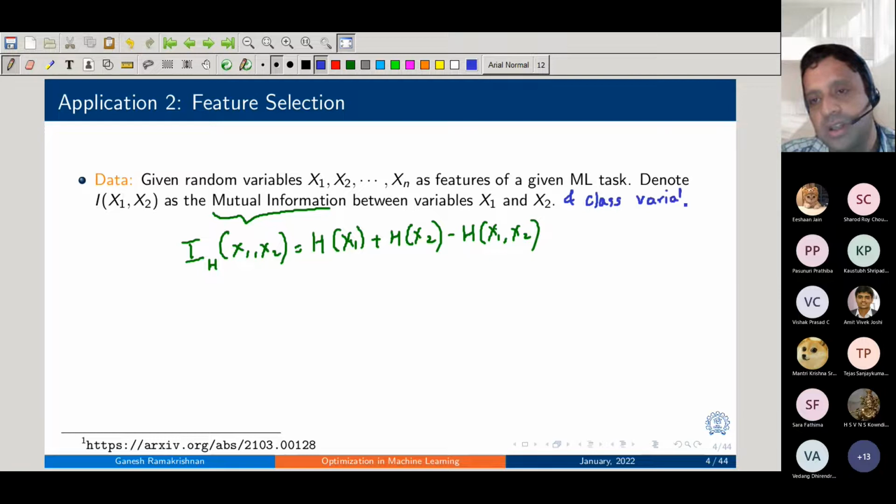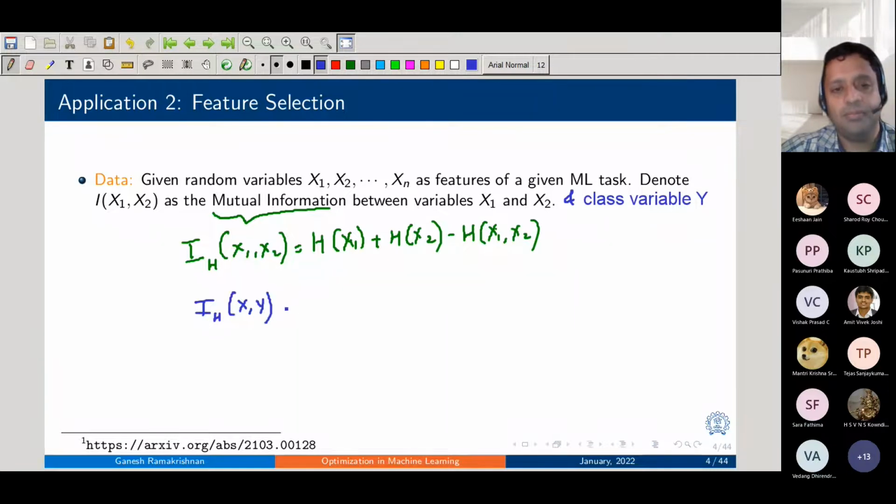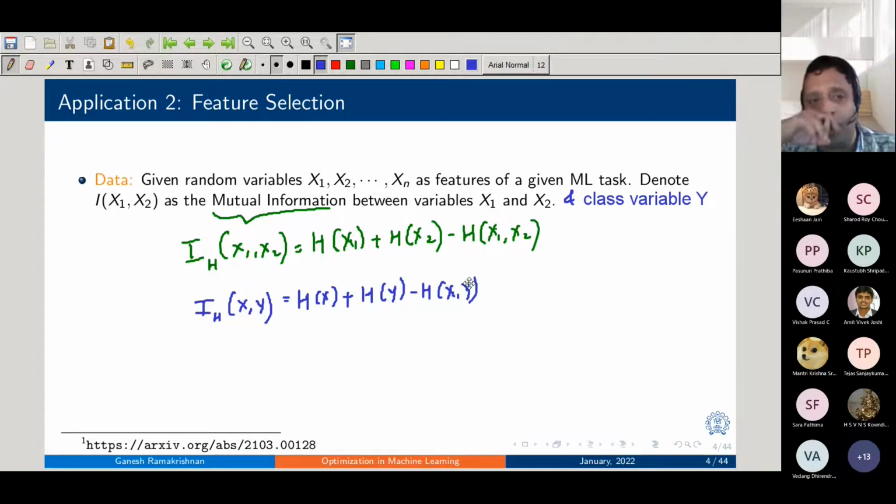Okay, let's consider also the class variables y. I'll just type it out. It's just a class variable y. So you could also compute the mutual information between x and y. Likewise, the same expression between any random variable x and the random variable y, which denotes the class. So with this hint, would you like to suggest what would be the optimization problem, when that mutual information denotes the kind of a notion of correlation?